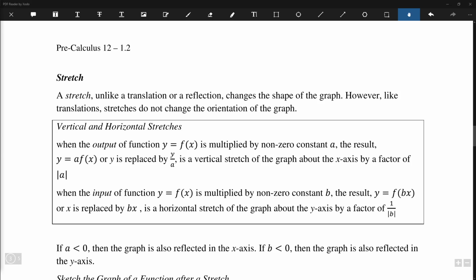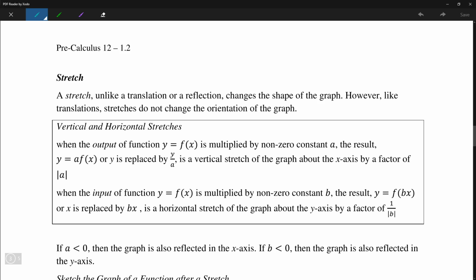Hello everyone, so today we're going to go over section 2.2, reflections and stretches. A stretch, unlike a translation or reflection, changes the shape of the graph. However, like translation, it does not change the orientation of the graph. Just like before, there are two different types of stretches: one is vertical and the other horizontal.